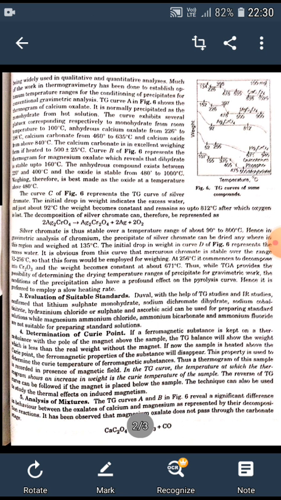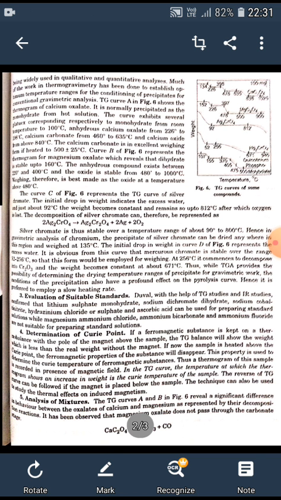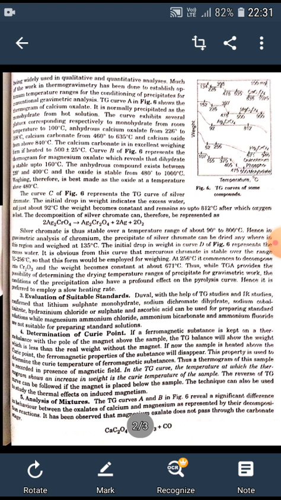The third curve represents the thermogravimetric curve of silver chromate. In the silver chromate curve, the initial drop in weight indicates the excess water, and just about at 92 degrees centigrade the weight becomes constant and remains so up to 812 degrees centigrade, after which oxygen is lost. The decomposition of silver chromate can therefore be represented as 2Ag2CrO4 gives Ag2Cr2O4 plus 2Ag plus 2O2.